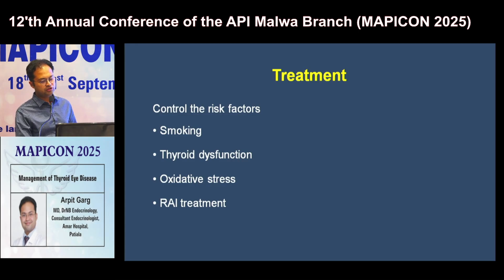Then thyroid dysfunction, you have to make the patient euthyroid. Don't make the patient hypothyroid. Even the hypothyroid state will also lead to worsening of this thyroid eye disease. Reduce the oxidative stress. You can give antioxidants to the patient.